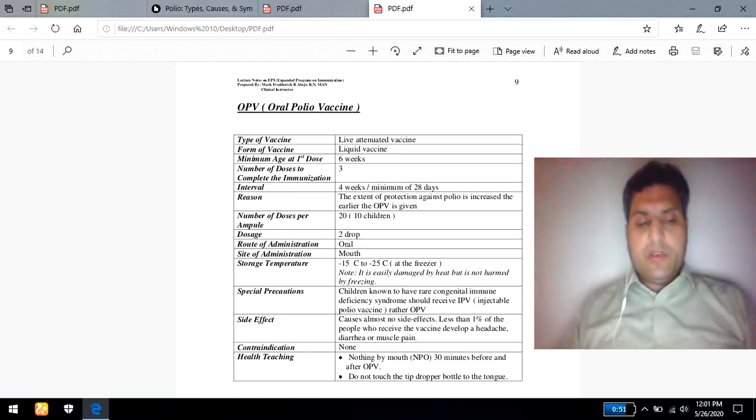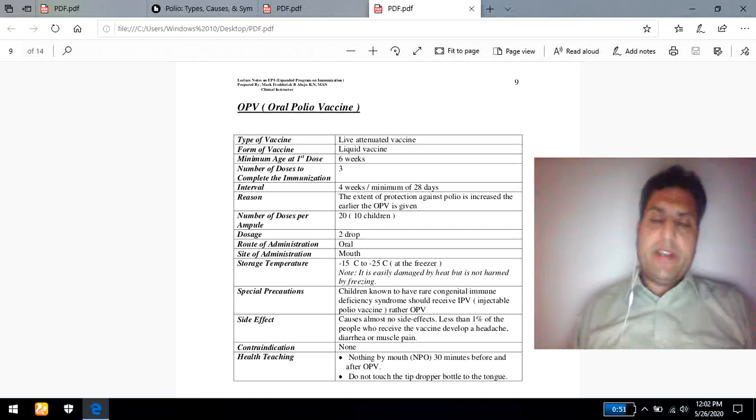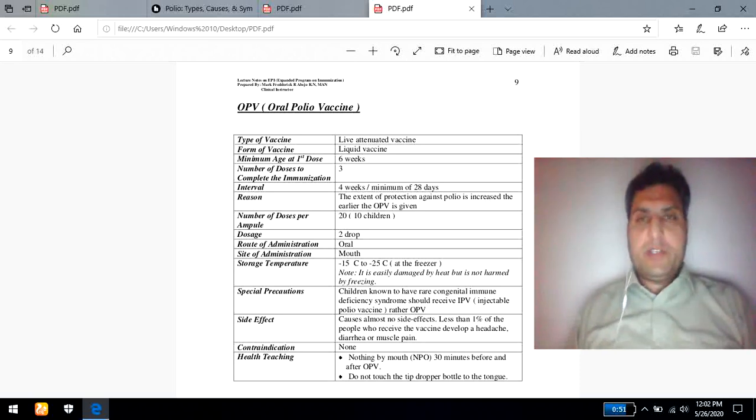Symptomatic poliomyelitis has two further types, that is the non-paralytic and the paralytic. The non-paralytic poliomyelitis is also known as mild poliomyelitis, whereas the paralytic one is known as severe poliomyelitis, and this is mostly responsible for disability, or simply we can say is responsible for morbidity and mortality.